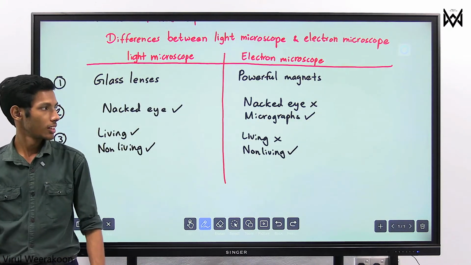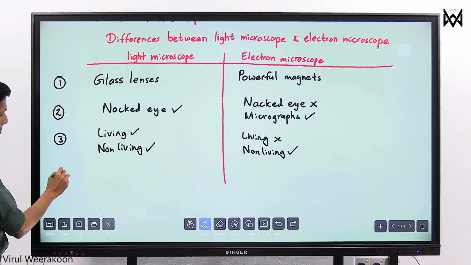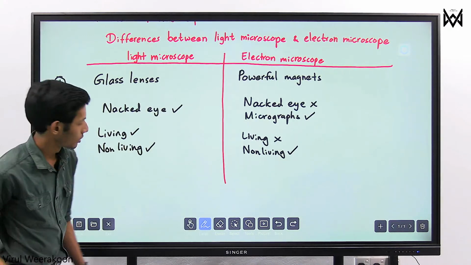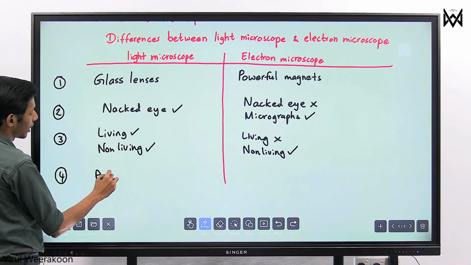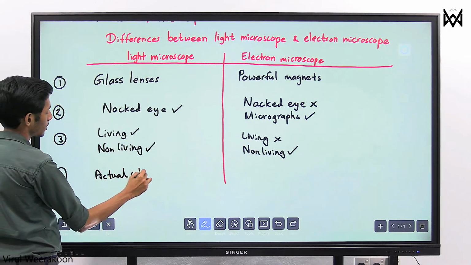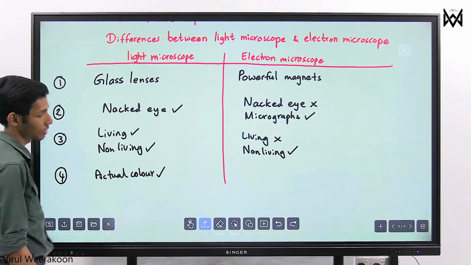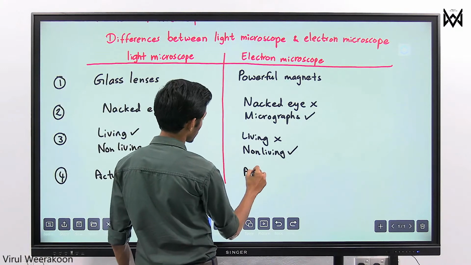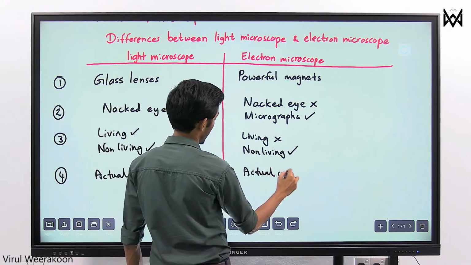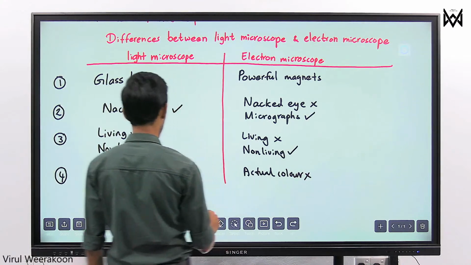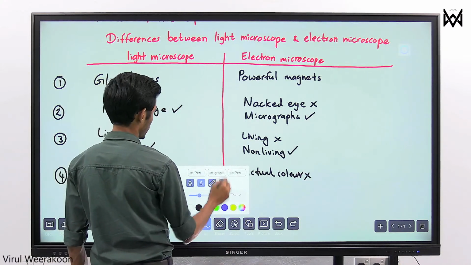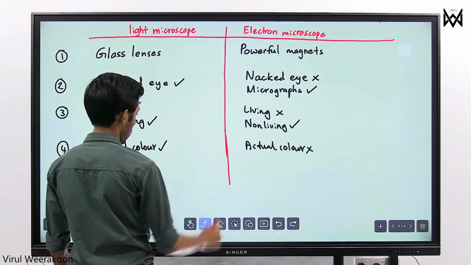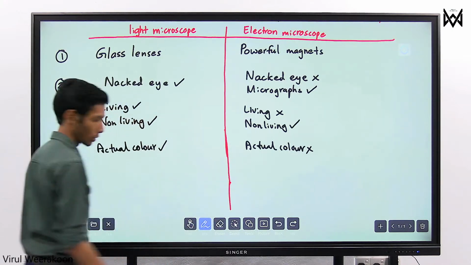Right. Then difference number 4. Write down: the actual color of the object can be observed in the light microscope. The actual color cannot be observed in the electron microscope.